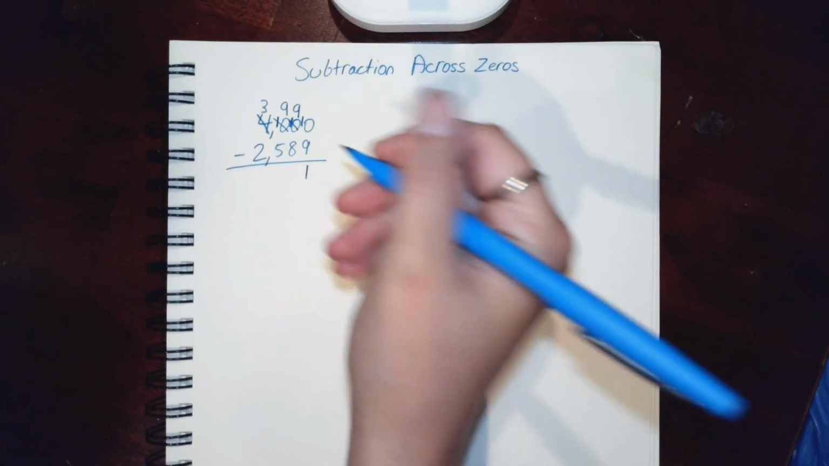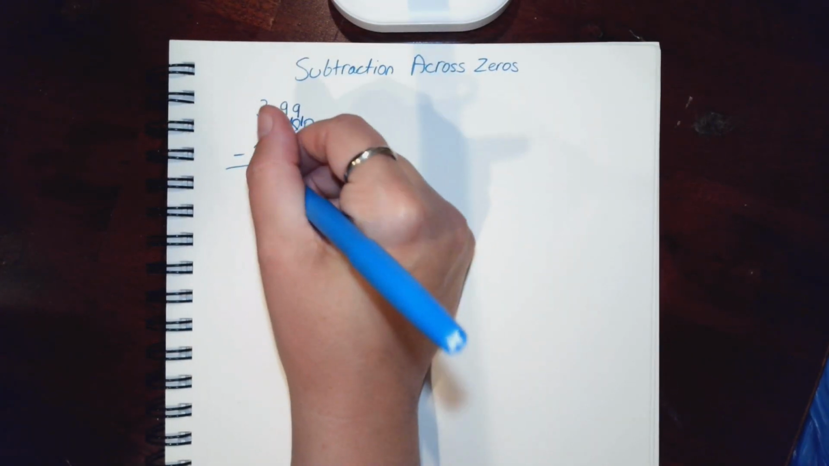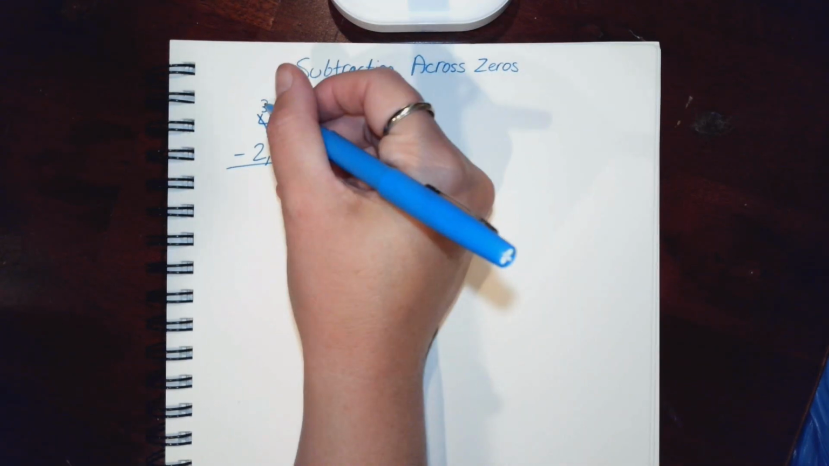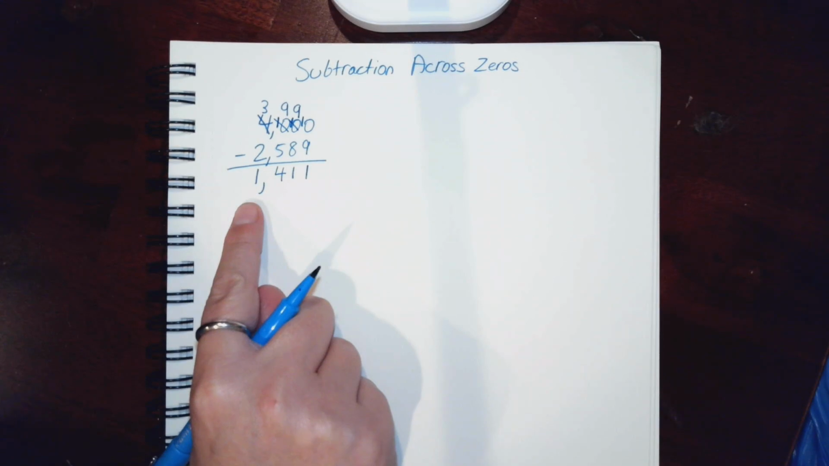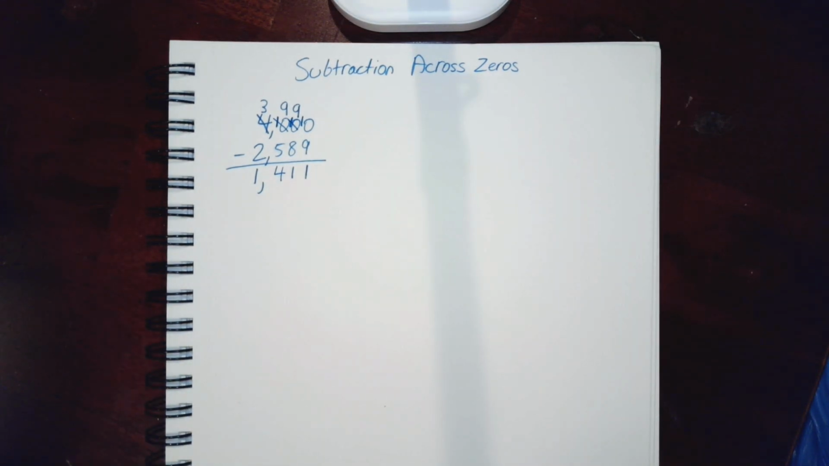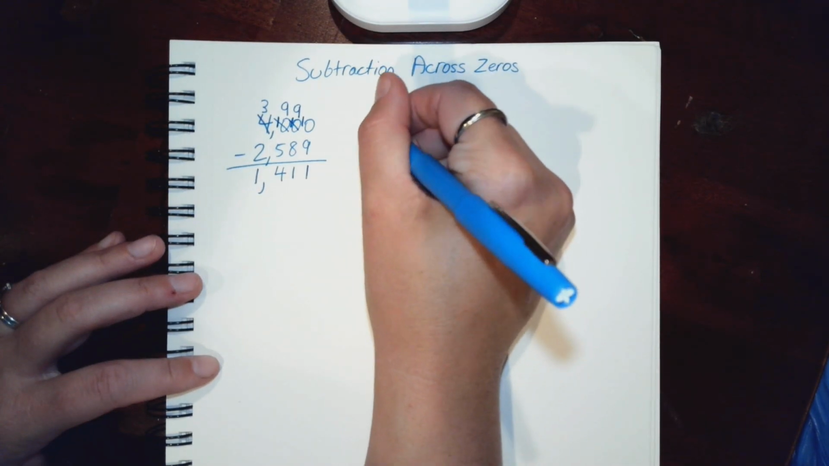9 tens minus 8 tens is 1 ten. 9 hundreds minus 5 hundreds is 4 hundreds. 3 thousands minus 2 thousands is 1,000. So my difference is 1,411.